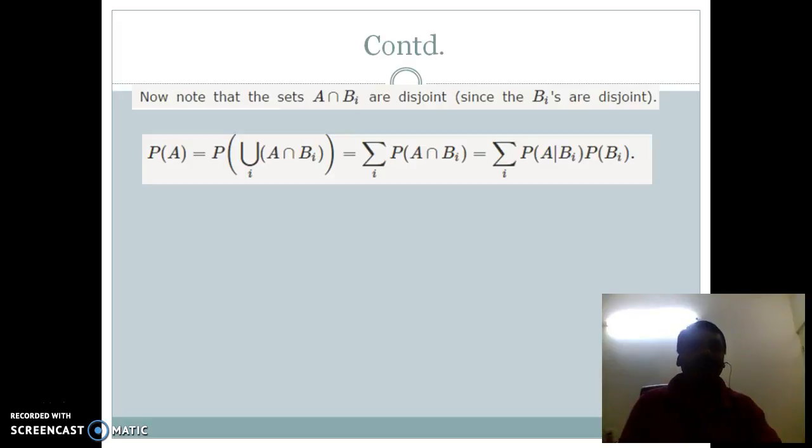Now we can write that P of A is equal to P of union of A intersection Bi, which is equal to summation of P of A intersection Bi, with i as index, which is equal to summation of P of A given Bi into P of Bi, with i as index.